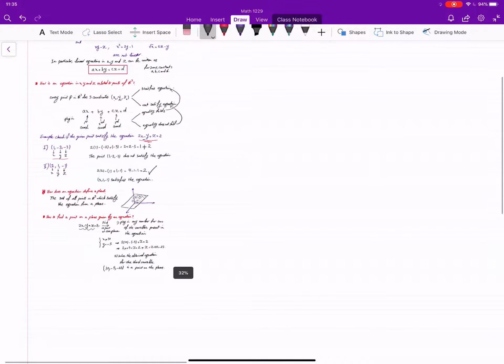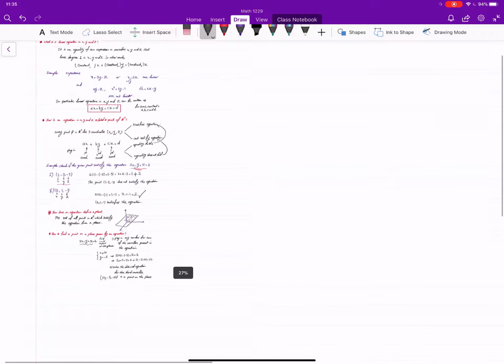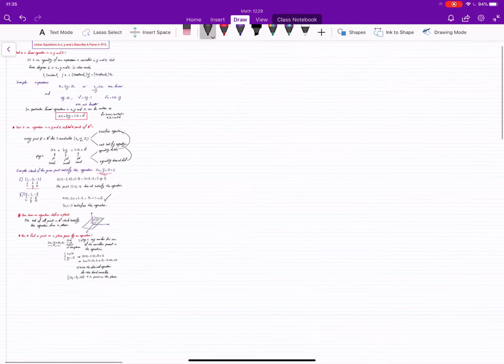Okay, so we learned what a linear equation in x, y, z is, how an equation is related to points in R3, how they define a plane, and how we can find points using the equation.